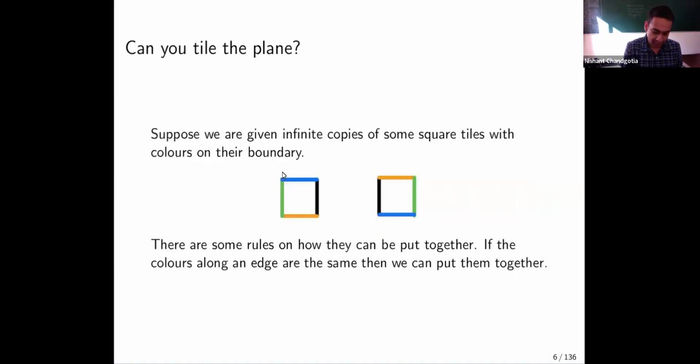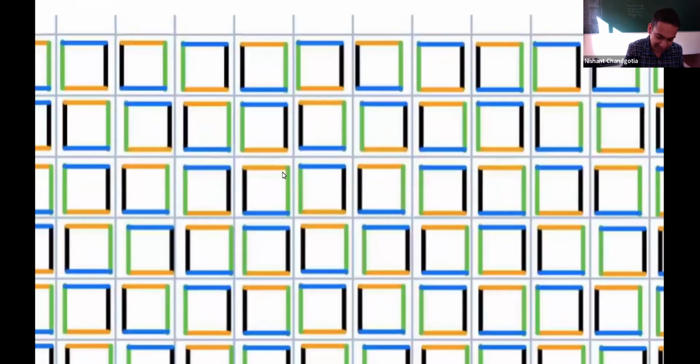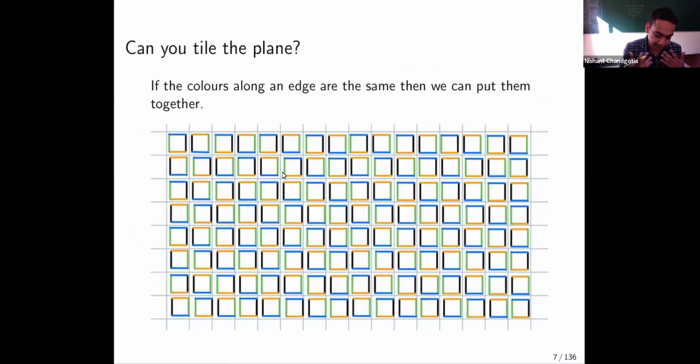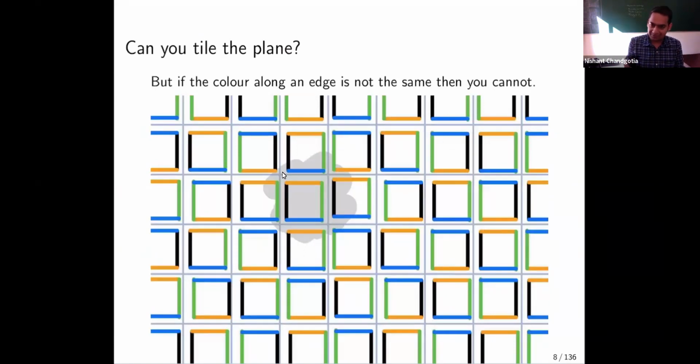Okay. So what I've done is I've taken some copies of these, and I've followed the rule that I can only put them together if the edges match. As you can zoom into this, you see that these colors match, these colors match. I have not cheated anywhere. It works perfectly fine. Okay. So this is the game. You're given tiles, you're given colors on edges, you're given rules on how these tiles can be put together. And now I want to tile the plane. Of course, just to emphasize the point a little further, if the colors don't match, for example, this is orange, this is blue, I cannot put them together. This is green, this is black, I cannot put them together. So this is not allowed.